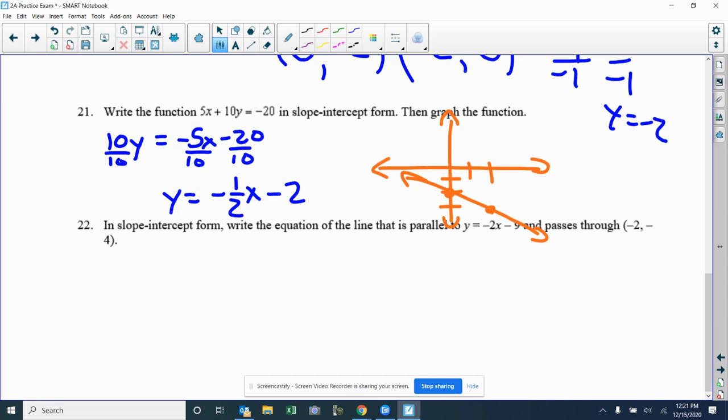Number 20, 22, you're gonna need some notes. You're gonna need this formula, y minus y1 equals slope, x minus x1. On your note card, you might wanna write that down. Number 22, I need this.